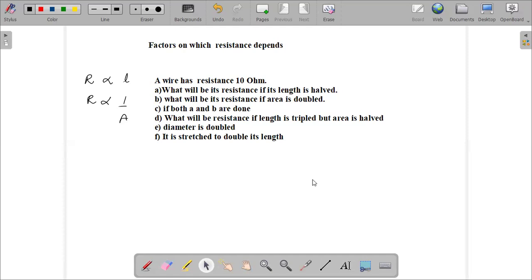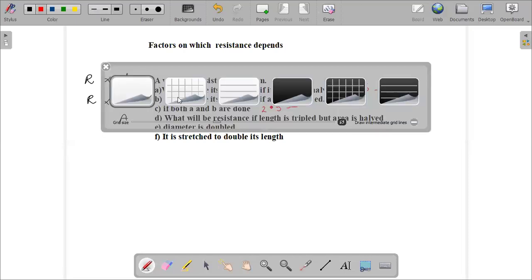So from this proportionality relationship, we got the answer for the first one. For the first one, we got the answer as 5 ohm. So let me write the answers also. Here you got the answer as 5 ohm. For this one also, you got 5 ohm. For C, you got 2.5 ohm. You have to tell the answer for D.